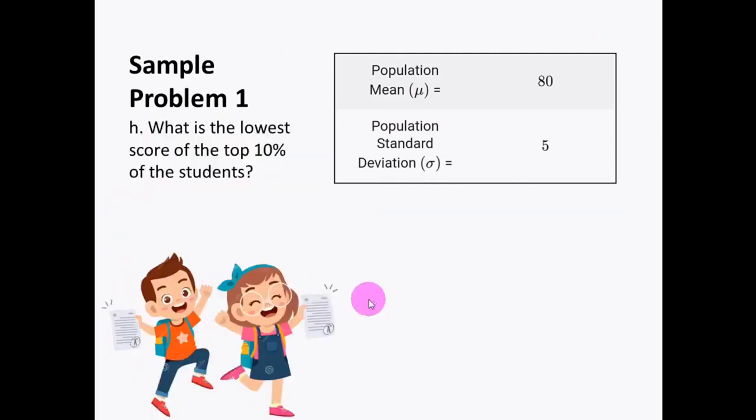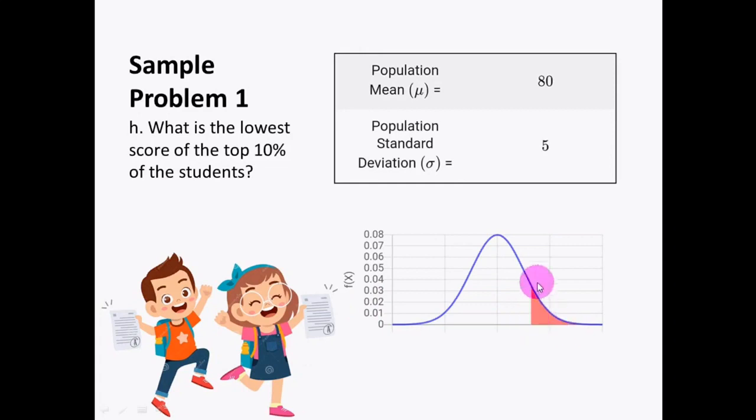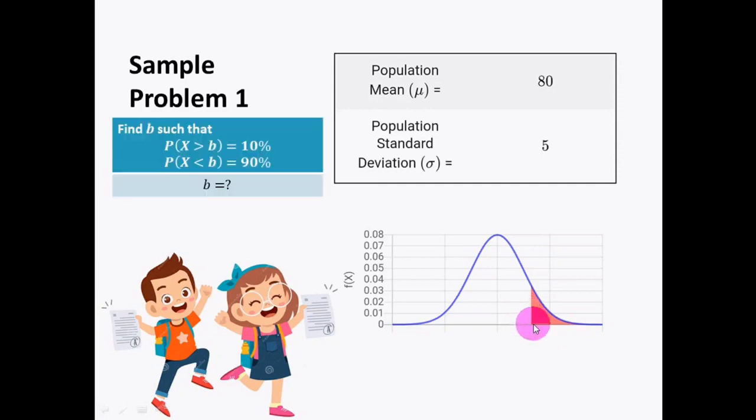Another question, what is the lowest score of the top 10% of the students? So, the highest 10% or the top 10% of the students, what is their lowest possible score? Note that if this shaded region here is 10%, it means the remaining unshaded region here is 90%. So now, we are looking for the value of B, where the probability that X is greater than B is 10%, or equivalently, the probability that X is less than B is 90%.